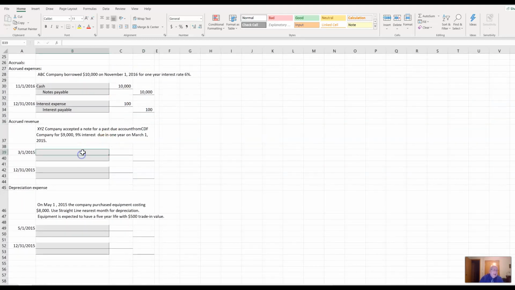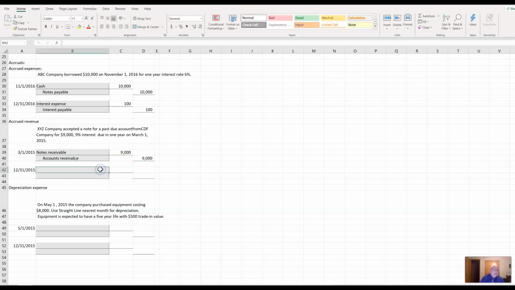Okay. The accrued revenue. We accepted a note for a past due account of $9,000 at 9%. Okay, so this is a past due account and we have accepted a note. So that means we got it from a client. So it's notes receivable for $9,000 and accounts receivable, because they've taken off the account for $9,000.